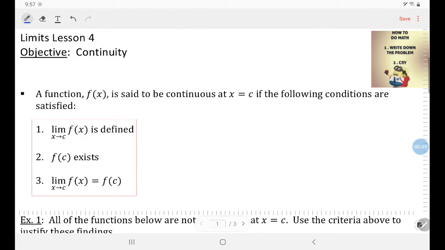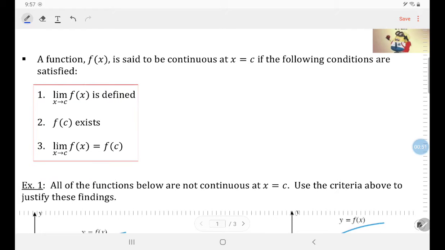So when we talk about continuity in calculus, a function f(x) is said to be continuous at some value x equals c. And again, the value of c may change based on different problems, different situations, but there are three conditions that have to be satisfied.